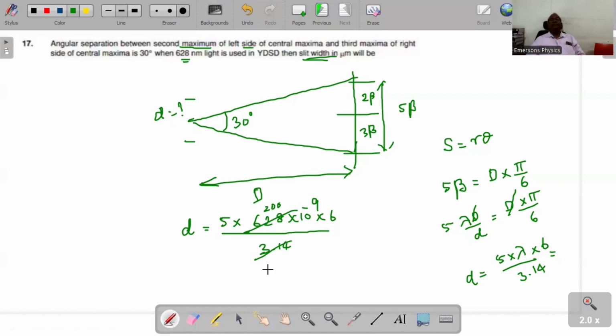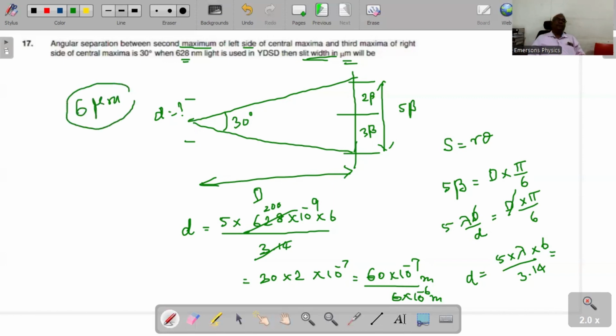So you can write 5 into 6, 30, into 2 into 10 to the power of minus 7, which is nothing but 60 into 10 to the power of minus 7 meter is the answer. Or in other words, 6 into 10 to the power of minus 6. They asked to give the answer in micrometer. The answer is 6 into 10 to the power of minus 6 meter, nothing but 6 micrometer is the answer for this question.